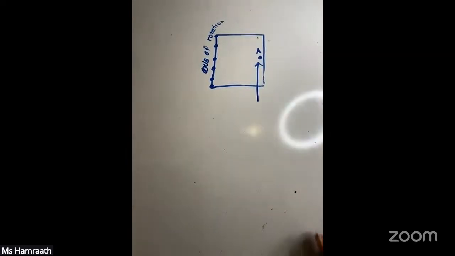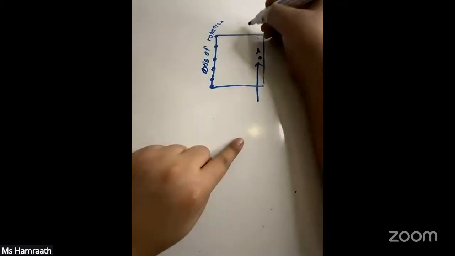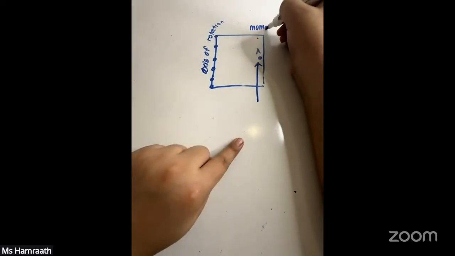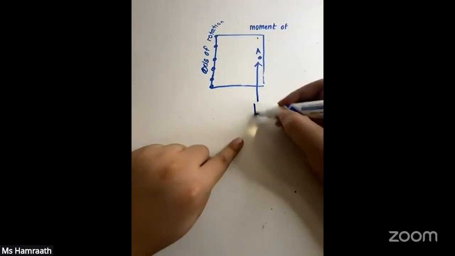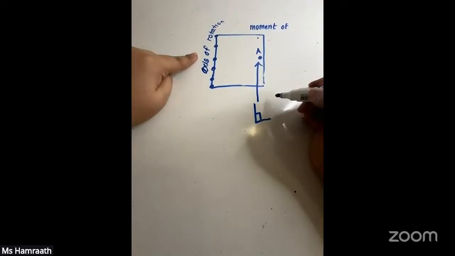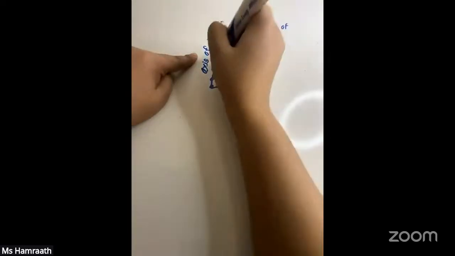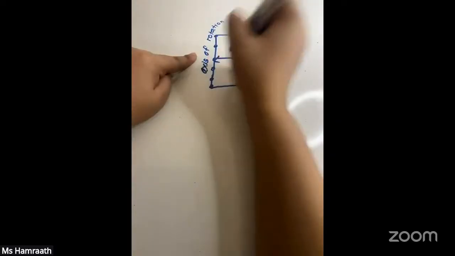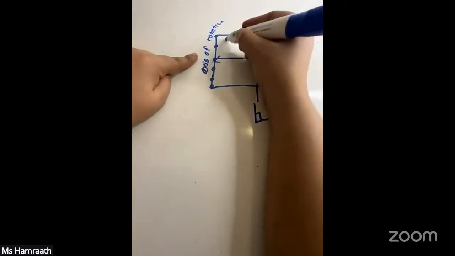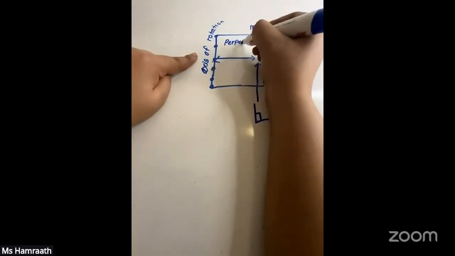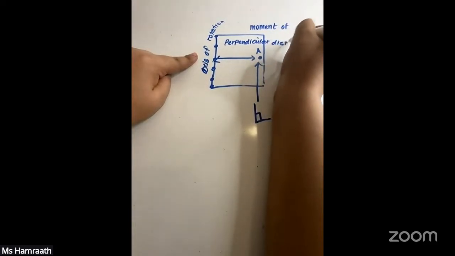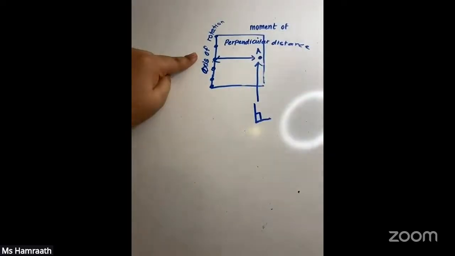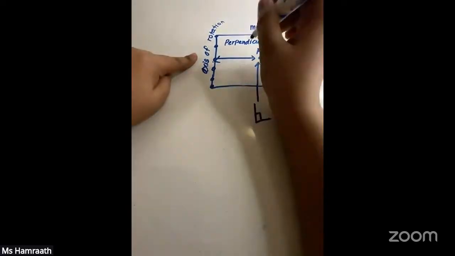Why are we giving the force in this direction? Because to rotate an object, to have a moment of force, we are supposed to give a force which is perpendicular to the axis of rotation. From the point where you gave the force to the point of the axis of rotation, we call this the perpendicular distance, isn't it?